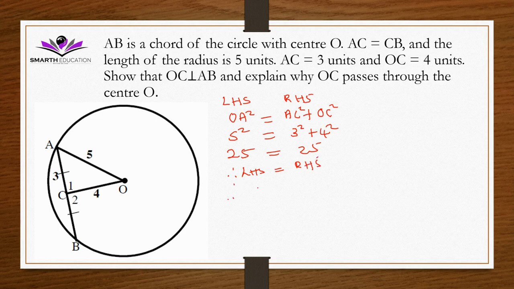Therefore, angle C1 is equal to 90 degrees. Okay, meaning that OC is perpendicular to AB. So we've done that. And then it says, and explain why OC passes through the center. So now from this, we can conclude and say OC is a perpendicular bisector of the chord.